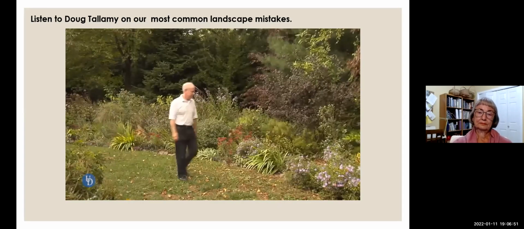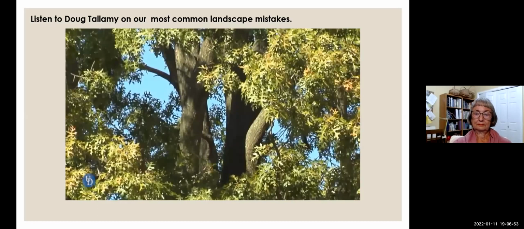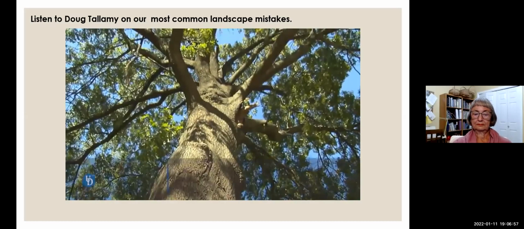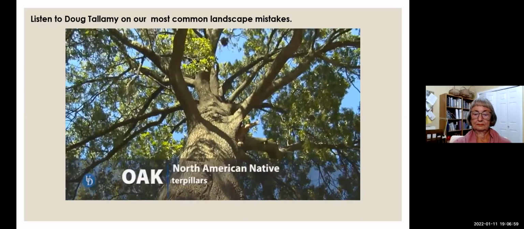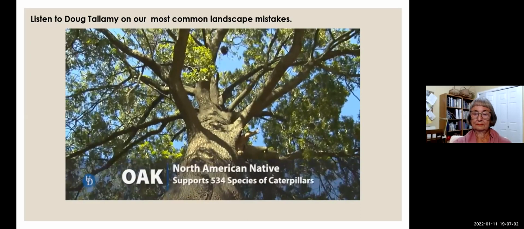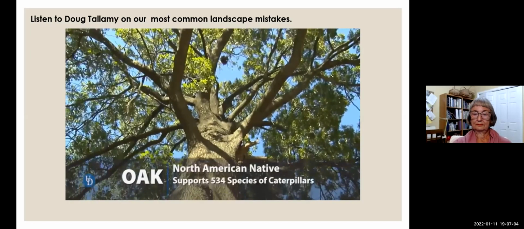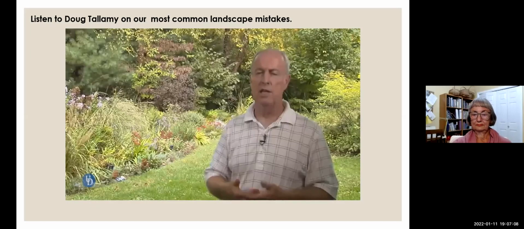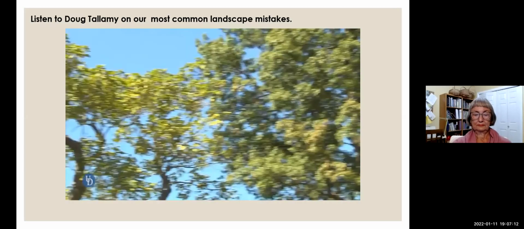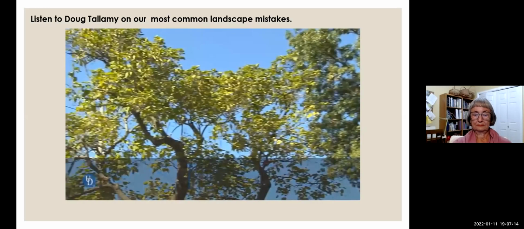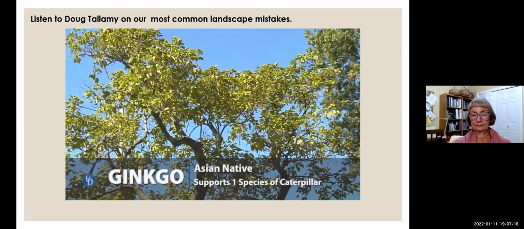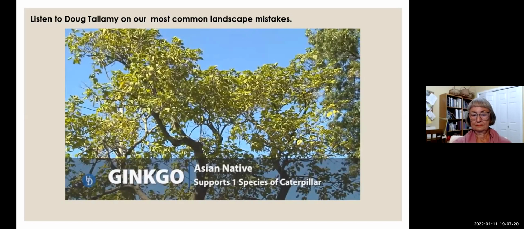And in almost every instance, oaks come out on top. In our region of the country, the mid-Atlantic states, oaks support 534 species of caterpillars. And remember, the birds are eating those caterpillars. So that's 534 species of bird food coming from the oak in your front yard. There's no other tree that does it better. Just for comparison's sake, if you had a ginkgo in your yard, which is from Asia, it supports one species of caterpillar. So there's a huge difference in the productivity of these particular trees.